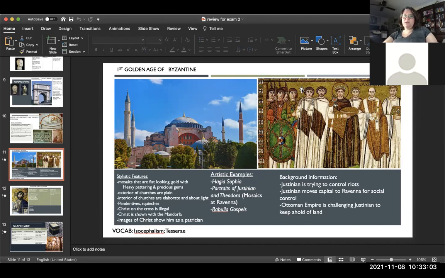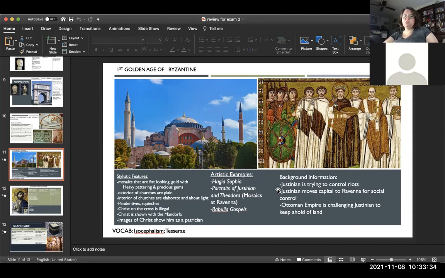If you remember, the name for the little gold or the small glass tiles that make up the mosaics is called tesserae. Artistic examples that we looked at, obviously Hagia Sophia on the left, and on the right, portraits of Justinian and Theodora, which were the mosaics at Ravenna. We also looked at the Rabula Gospels.